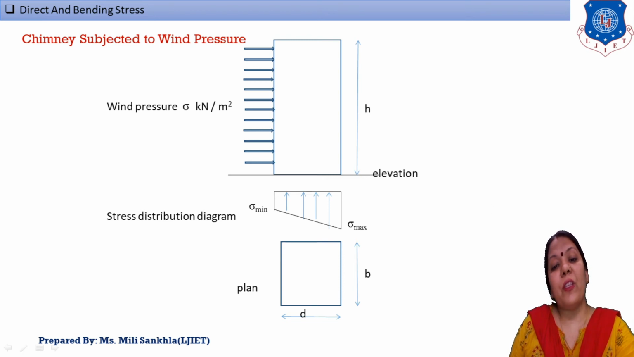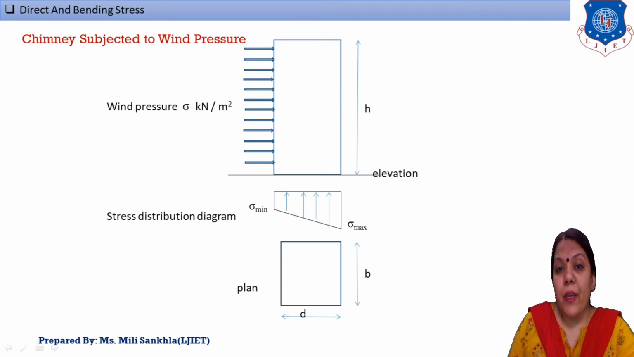Here, width B is shown with the direction of wind pressure indicated, and this is our stress distribution diagram. Maximum stress and minimum stress depend upon eccentricity. Here is the height of the chimney, and wind pressure is given along the wall of the chimney. The notation of wind pressure is sigma, and its unit is kilonewton per meter square. This wind pressure acts as a UDL on the surface of the chimney wall.